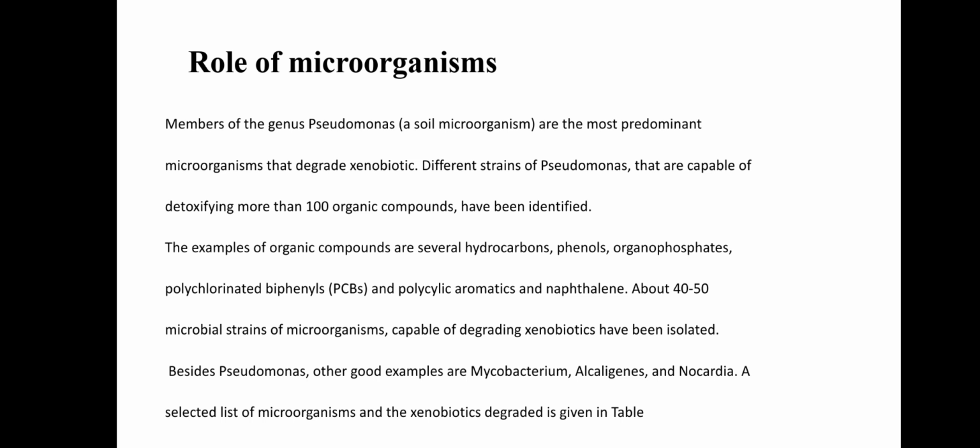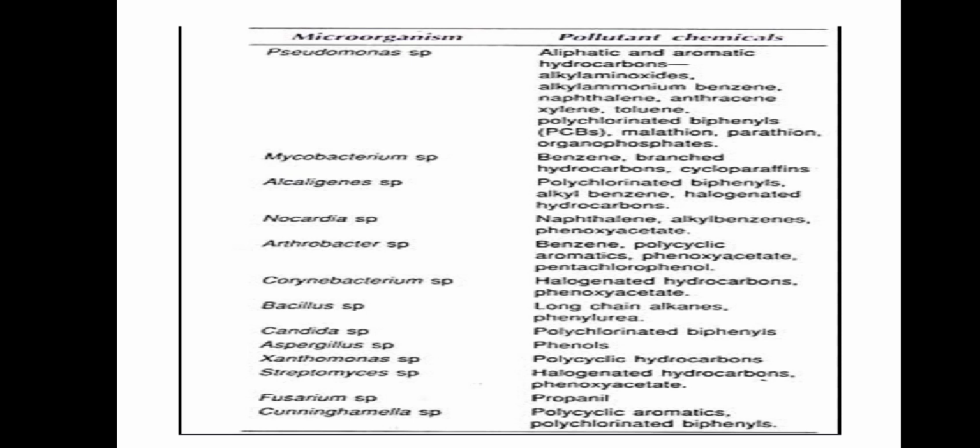Besides Pseudomonas, other good examples are Mycobacterium, Alcaligenes and Nocardia. A selected list of microorganisms and the xenobiotics they degrade is given in the table. This is the table of microorganisms and pollutant chemicals. For example, Pseudomonas species, Mycobacterium species, Alcaligenes, Nocardia, Arthrobacter, Corynebacterium, Bacillus, Candida, Aspergillus, Xanthomonas, Streptomyces, Fusarium, then Cunninghamella. All these organisms degrade pollutant chemicals.